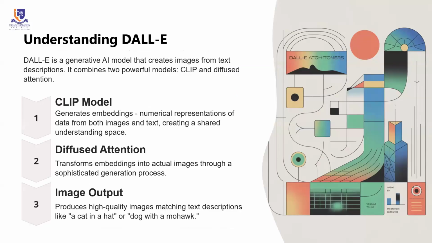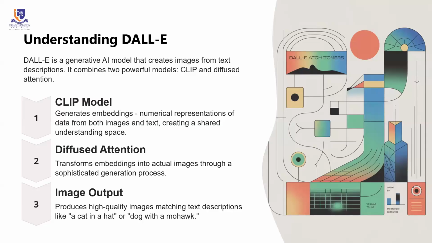Embeddings, and I hope you have come across them before, are what you get when you embed a sentence: you're converting that sentence into a numeric representation. That's what the CLIP model does. It converts the text, or our prompt, into a numeric representation of the data from both images and text, creating a shared understanding space. That's the first stage.